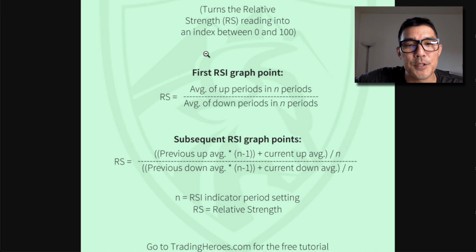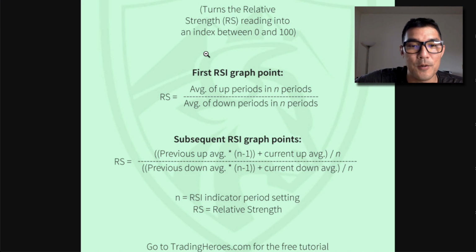You basically average the up periods over those 14 periods, and you divide that by the average of the down periods over those 14 periods. An up period is simply a period where price closed above the open, right? Pretty simple. And the period could be any period. It depends on what chart you're using.